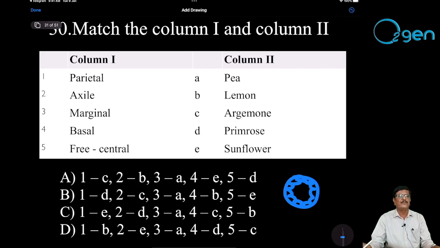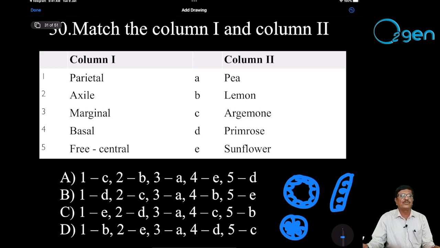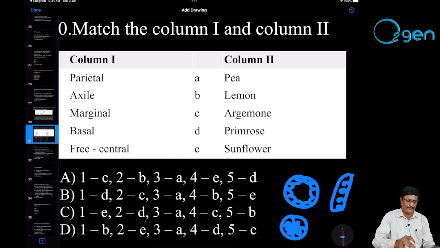Axial placentation, the lemon. Seeds are attached in the center of the axis; all the ovules are attached in the center of the axis. Next, marginal placentation is in the pea plant, where the ovules are attached like this. Fourth, basal is sunflower, even marigold. And free central is primrose. Option A is the correct one.